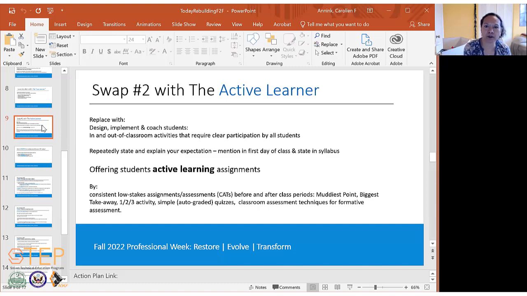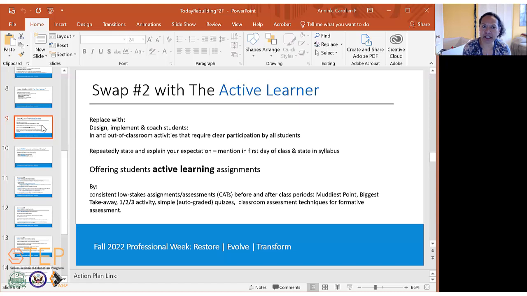So that is active learning. Now, there are a lot of active learning techniques out there as well, and I would encourage you to look into those. Of course, when you want to have this active learning, it means that you as a professor need to create or design and then implement the techniques to get the students to be actively engaged. And also you need to coach the students who might not be used to being in an active role in the classroom. You need to guide them through the activities.